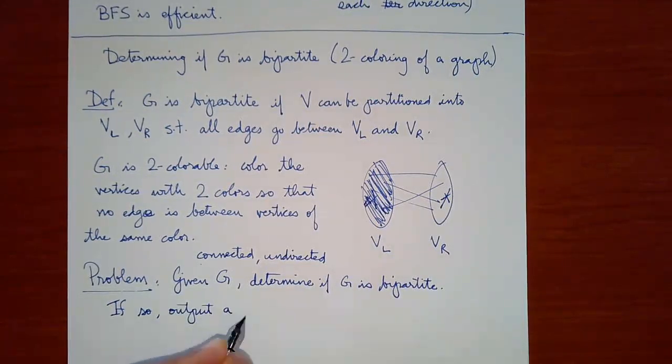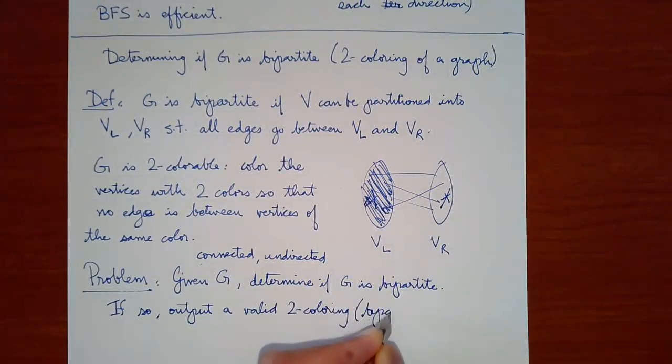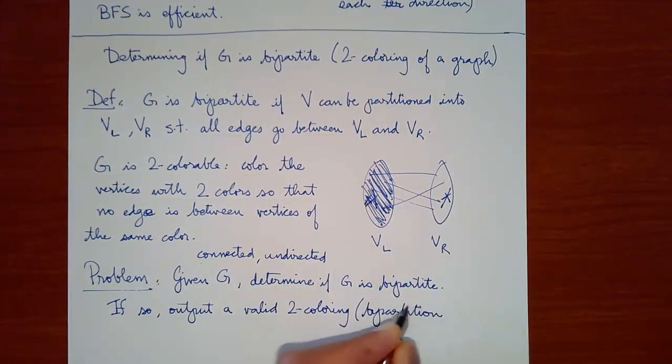Output a valid two coloring. This is also called a bipartition. This is the problem. Does this question make sense? Any questions about the problem? So there are no edges that go between vertices of the same color? Exactly. Okay. Note that not all graphs are two colorable.